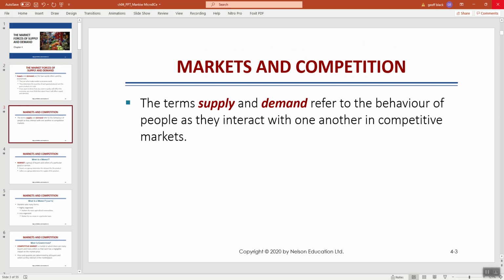One thing that's really critical is understanding that supply and demand refers to the behavior of people as they interact with one another. Okay, so again, this is a social science, and so it involves the analysis of human beings, right? And human beings, they have behavior, right? They interact and change based on information. Okay, it's not an exact science.